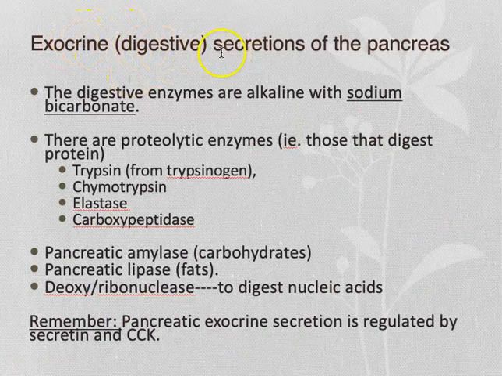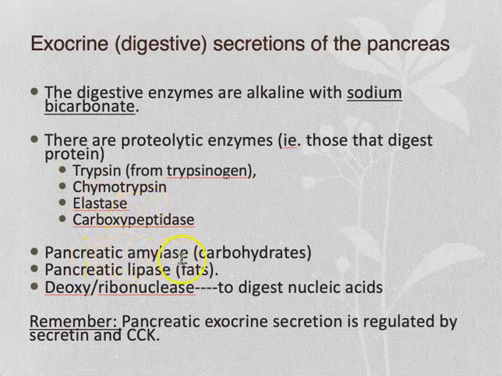So as far as the digestive secretions, one thing, these enzymes are going to be alkaline. So again, they're going to be basic. They're going to have sodium bicarbonate associated with them. So again, they're basic. They help neutralize the pH. Many of them are proteolytic. That means they break down proteins. So those are trypsin, chymotrypsin. You'll notice the similarity in the name. Elastase, so this is something that breaks down elastic fibers, as well as something called carboxypeptidase. So these four are all breaking down proteins in slightly different ways.